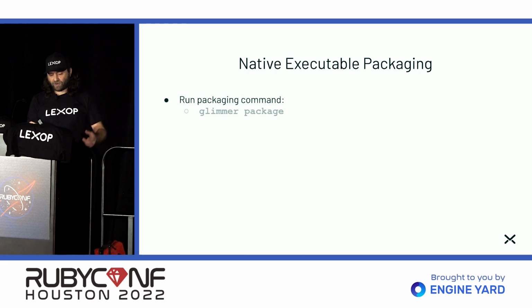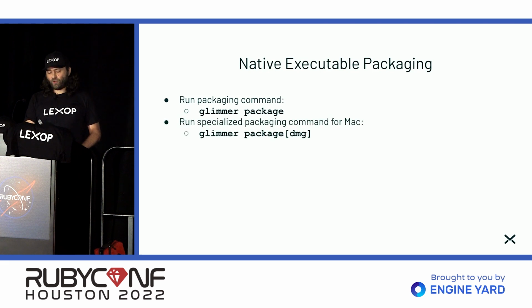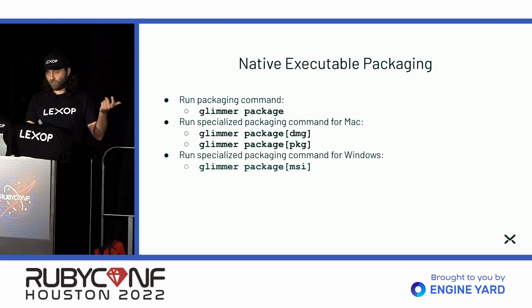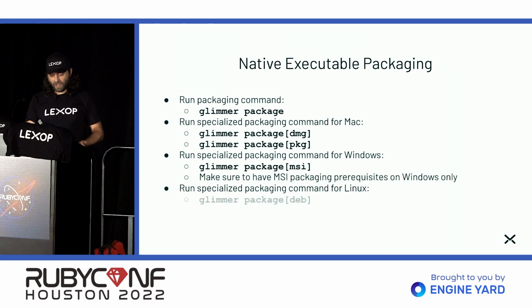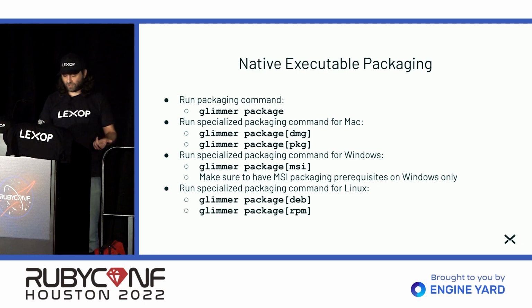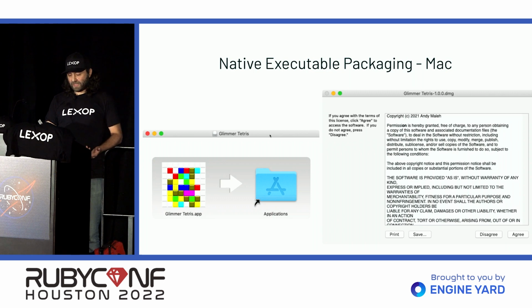So from inside the app directory, you can run Glimmer package, and it'll package the app as a native Mac app on the Mac, an exe file on Windows, and a native app on Linux as well. However, you can customize it. If you want a DMG file on the Mac, you can pass DMG as an option, or PKG if you prefer PKG. On Windows, you can pass MSI and get an official MSI installer. On Linux, you can pass Deb for a Debian package or RPM for a Red Hat package. And it gives you something that's the real deal.